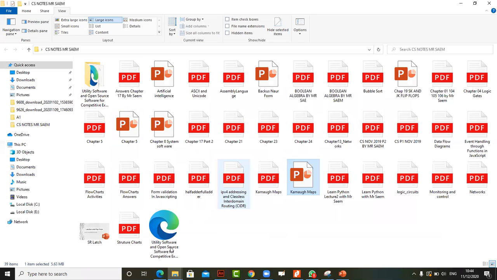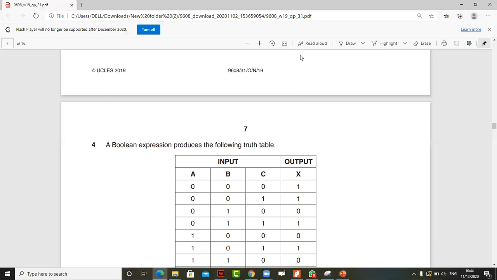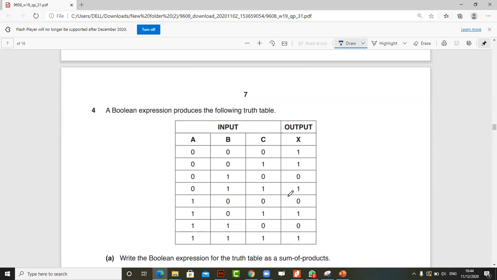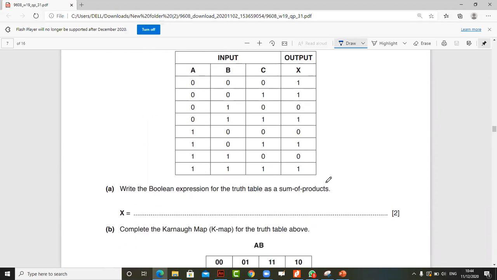Let's do paper. I did open a paper, right? Yes, so let's do this. Okay, so this Boolean expression produces the following truth table. Write a Boolean expression for the truth table. How do we do that?